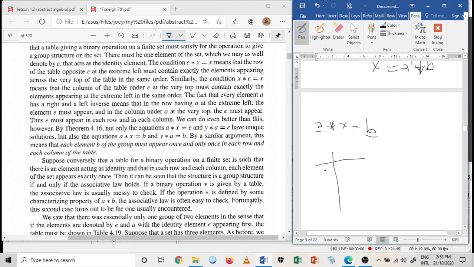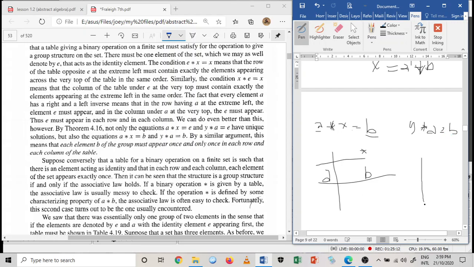So if this is the group table, this here element is A, we have something. There must be an element here somewhere, X, so that the answer is B. So B should be found here, aligned with A horizontally. Also, we have Y operation A equals B.